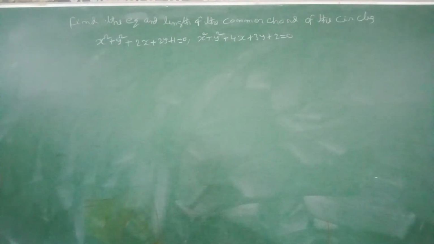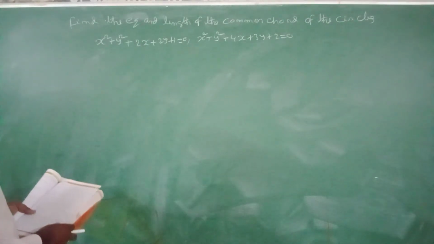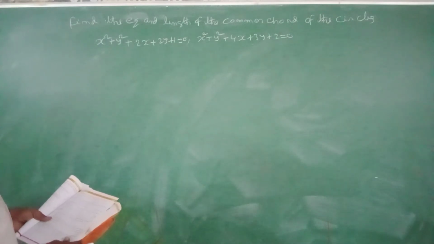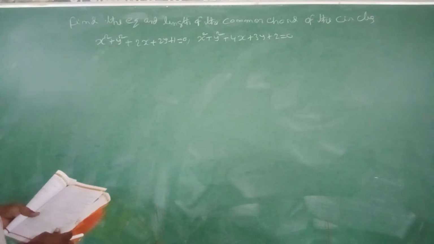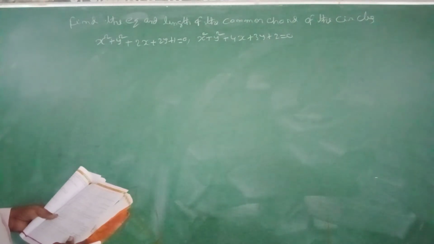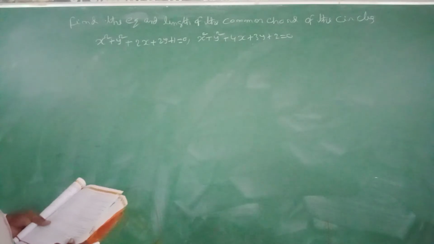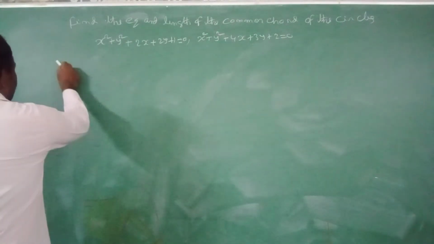In this problem, we find the common chord equation and the length of the common chord. The first circle equation is x² + y² + 2x + 2y + 1 = 0. The second circle equation is x² + y² + 4x + 3y + 2 = 0. These are the two given circles.